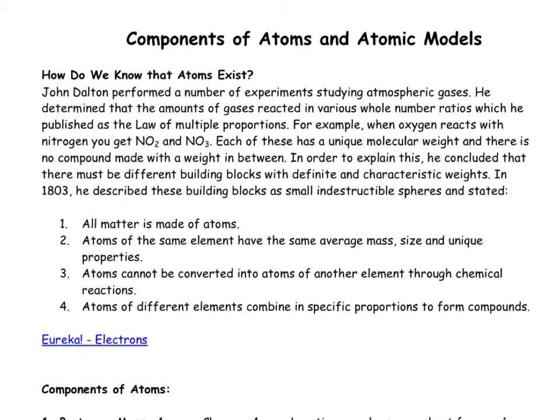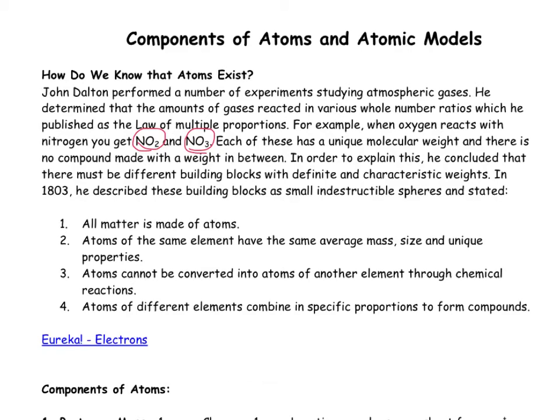For example, when oxygen reacts with nitrogen, you get NO2 and you get NO3, but you don't get NO2.5. Each of these compounds that get made has a unique molar mass, and there's no compound with a weight in between them. In order to explain this, Dalton concluded that there must be different building blocks for compounds with definite and characteristic weights. In 1803, he described these building blocks as small indestructible spheres, or billiard balls, and had four statements attached to his model.